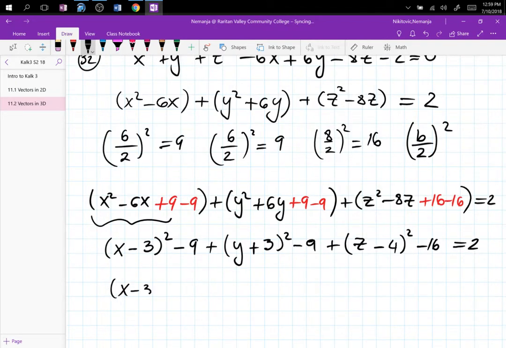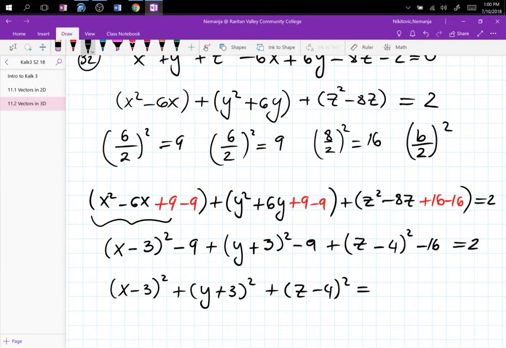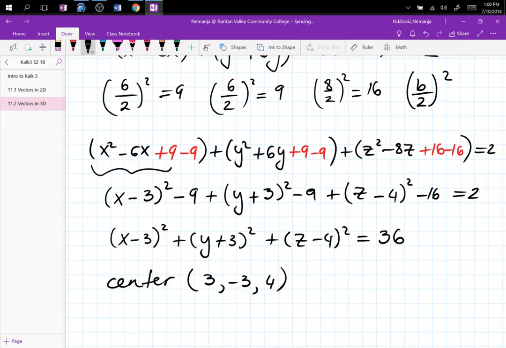So now I have x minus 3 squared plus y plus 3 squared plus z minus 4 squared is equal to 36, right? That's 18, 20, 36, yes. So center is at 3, negative 3, positive 4. All opposite signs because the equation of the sphere has negatives in it. And the radius is 6. Six inches.